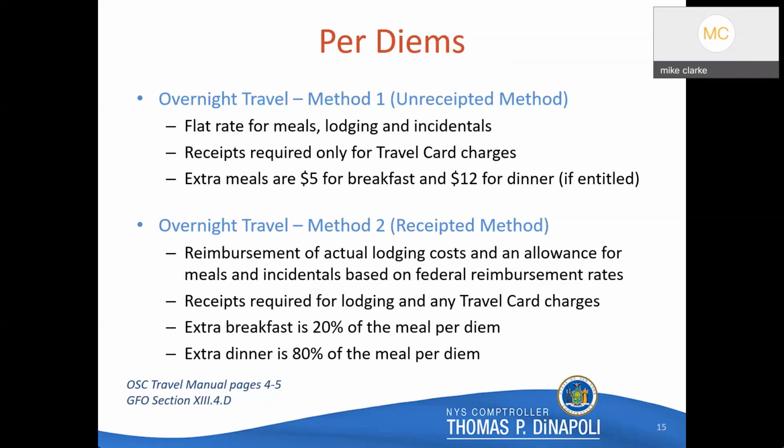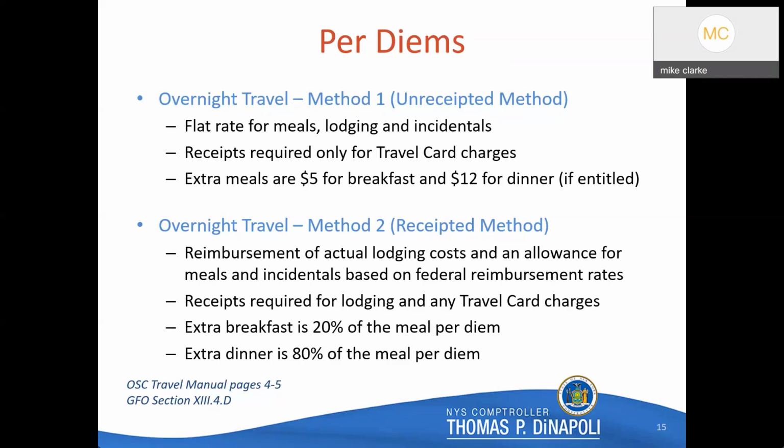The incidental costs are very minor purchases that you might have to make while on your trip, such as toothbrush, toothpaste, tipping hotel staff. There is a small amount that's already factored into the per diem amount for these potential incidental purchases. These rates are essentially determined in the city or county, again, where the lodging is obtained, or the location to which the employee is traveling, whichever is the less of the two. Under this method, the only receipts that are required are for those purchased with the travel card.